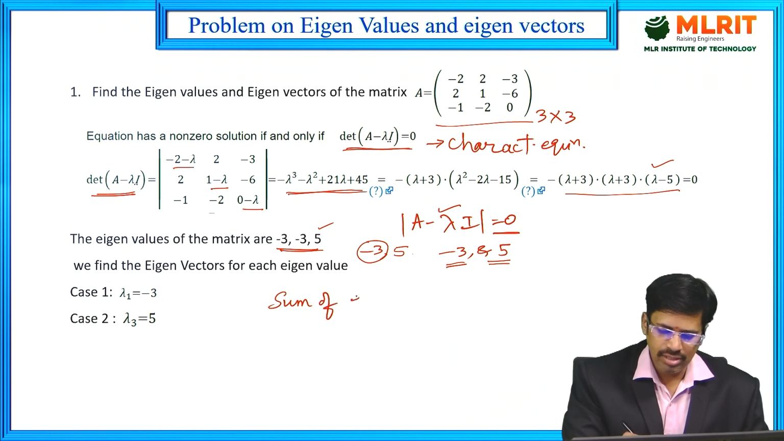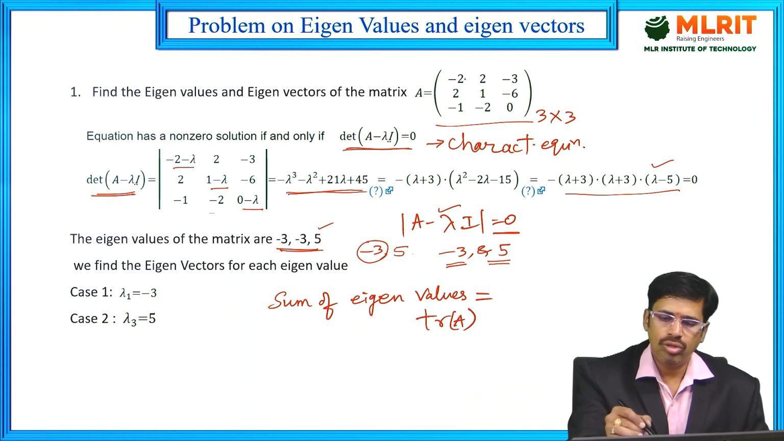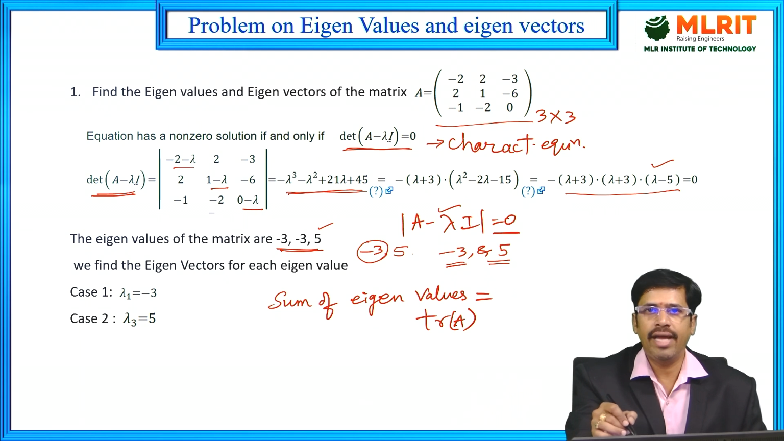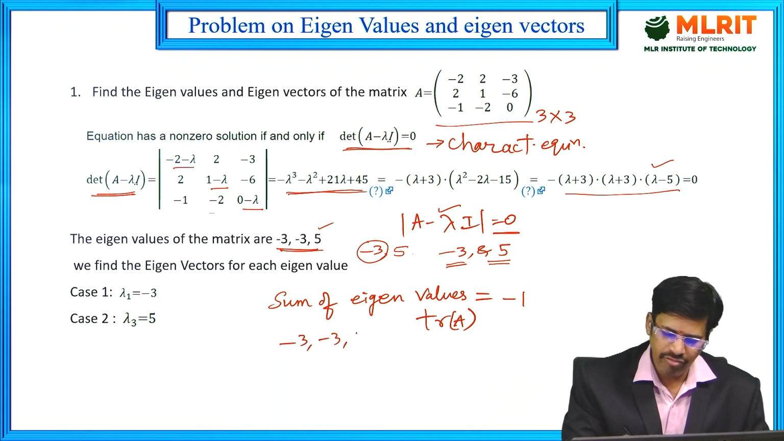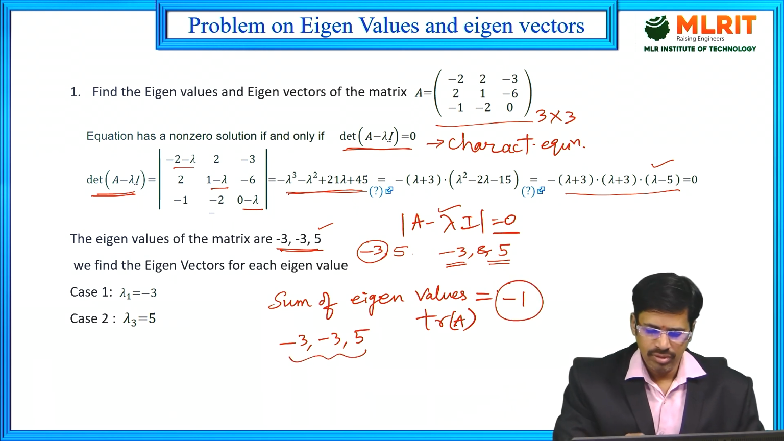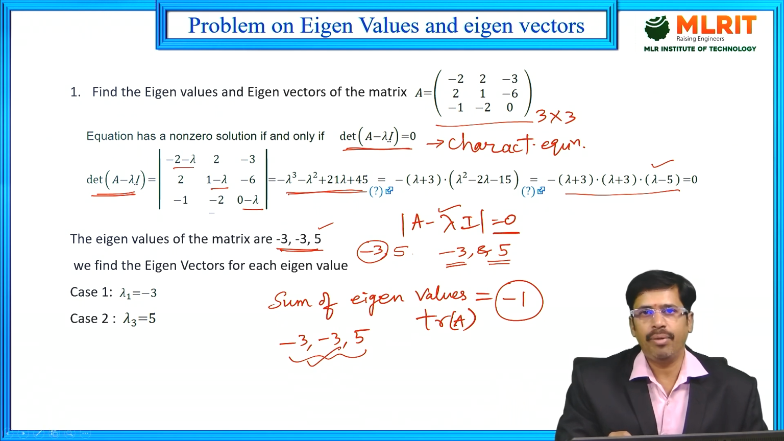The property is: sum of eigenvalues is equal to the trace of the matrix A. For the given matrix, trace means add all the diagonal elements: minus 2 plus 1 minus 1. So this should be equal to minus 1. That means minus 3 should be repeated. Minus 3, minus 3, 5: if you add all the values, you get minus 1. So minus 6 plus 5 is minus 1. So we can say that minus 3 is repeated 2 times.